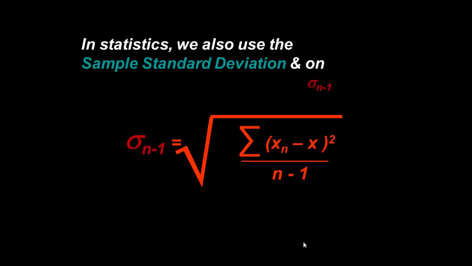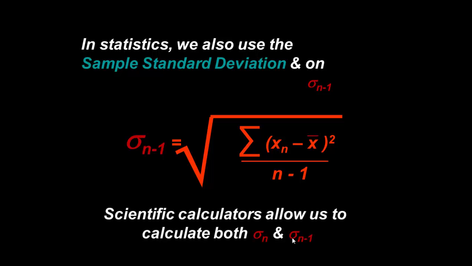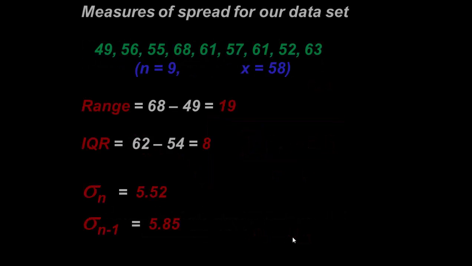So let's stand back and look at those measures. We started off with 9 CDs and 9 running times. We worked out the mean. The mean was 58. If we were to measure our range, it would be 19. Our interquartile range is 8. Sigma n, which I didn't complete for you, but there it is completed, is 5.52, and for what it's worth, if we worked out sigma n minus 1, it's 5.85.